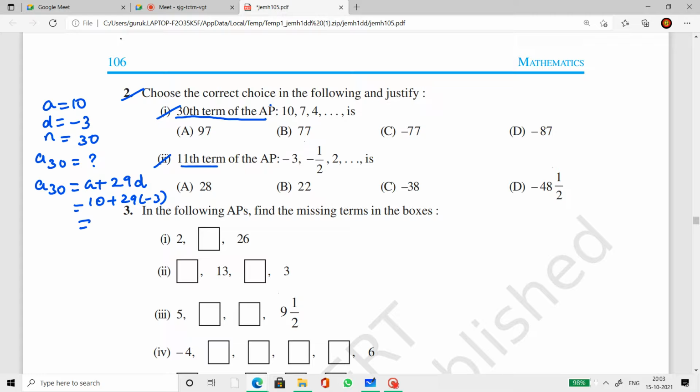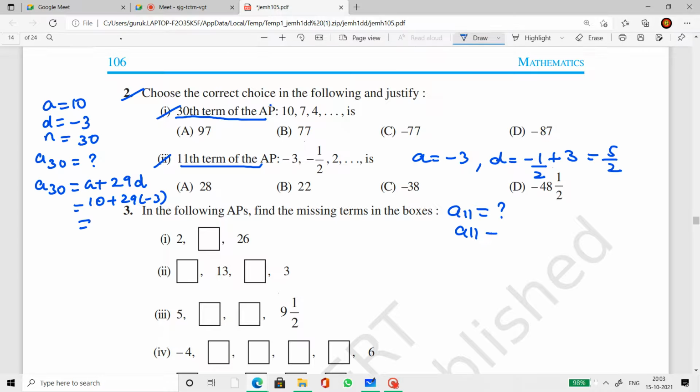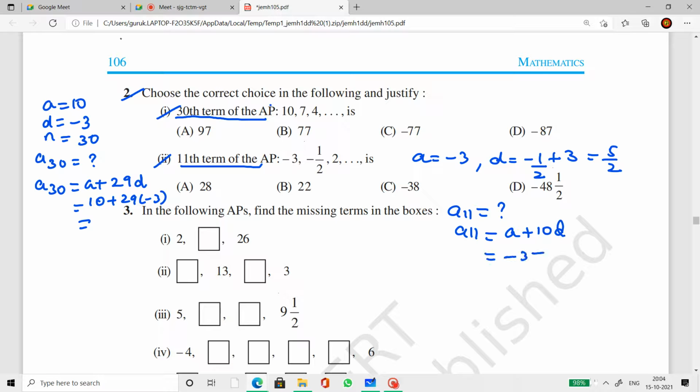Second subdivision: find the 11th term of the AP. So A is minus 3 here, D is minus 1 by 2 minus of minus 3, which is plus 3. So minus 6 plus 1, that's 5 by 2. They want us to find the value of the 11th term, so A11 is what they want. A11 is A plus 11 minus 1 into D, so I'm going to write it as A plus 10D. A is minus 3, 10 into 5 by 2. Simplify, and we'll get the answer for the second one also.